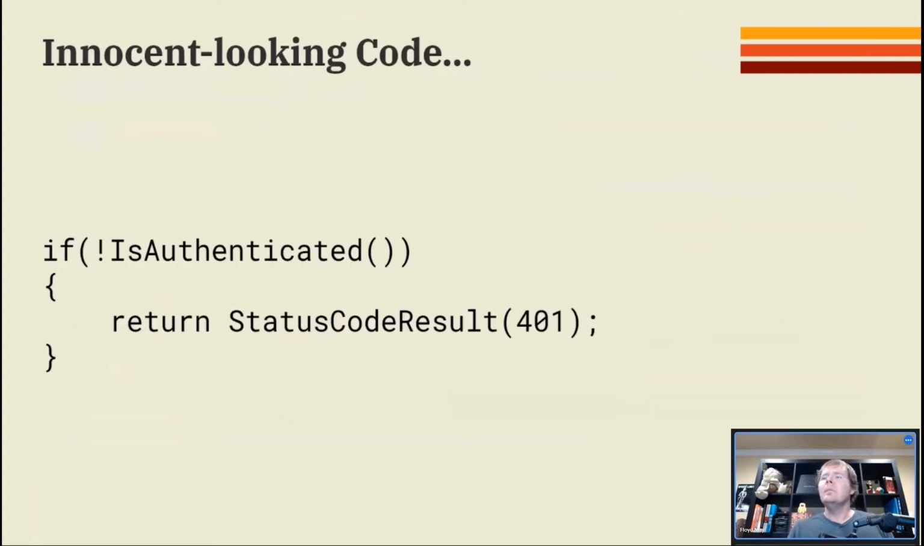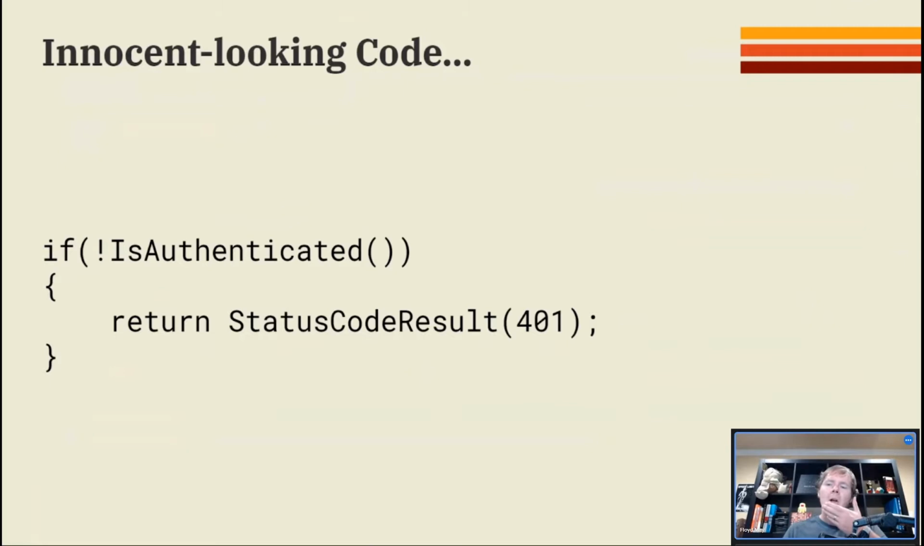Now, if you think about cross-cutting concerns, it's not uncommon, and I know I've seen web apps done like this before. I've written them long, long ago like this, where you have a little bit of innocent-looking code like this: if you're not authenticated, return a status code result of 401. This means that you're not authenticated, and then it just sort of shortcuts the code that you're running.